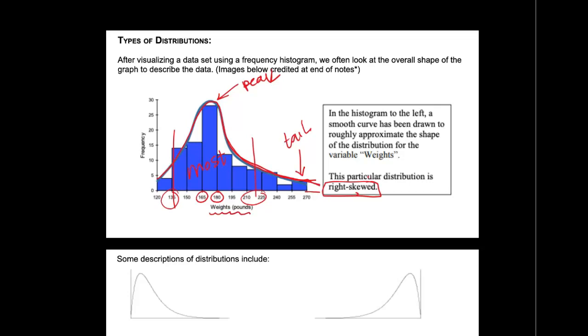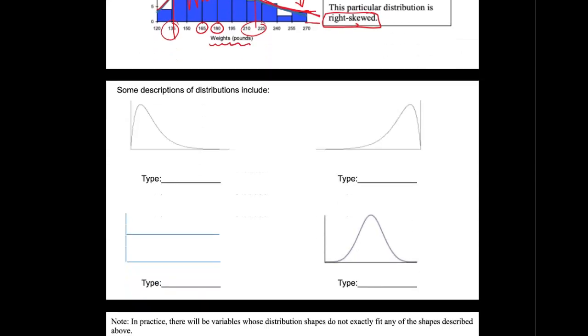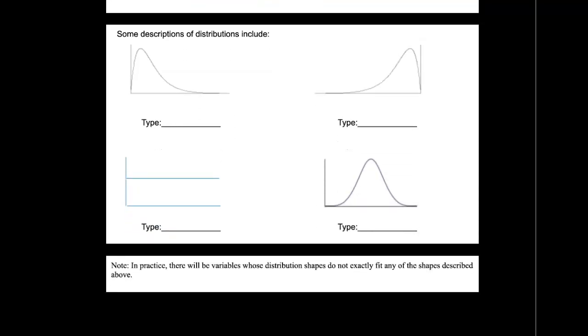We're going to look at 4 different types of distributions. Right skewed is one of them, and the pictures are right here. This first one on the upper left is also a right skewed distribution, very similar to the one we just looked at with the weights. This one on the upper right is what we call a left skewed distribution, because the tail is on the left.